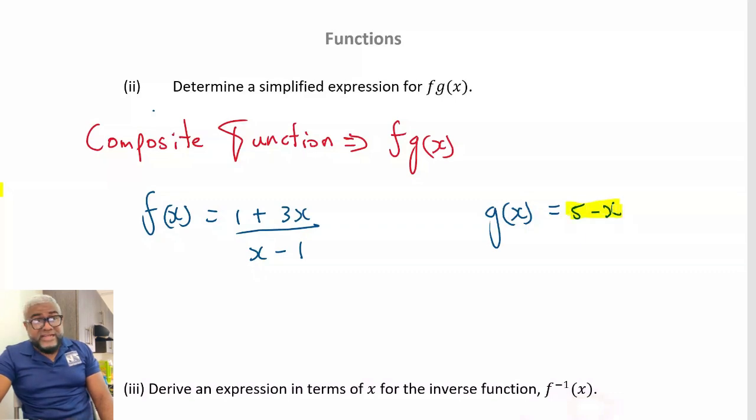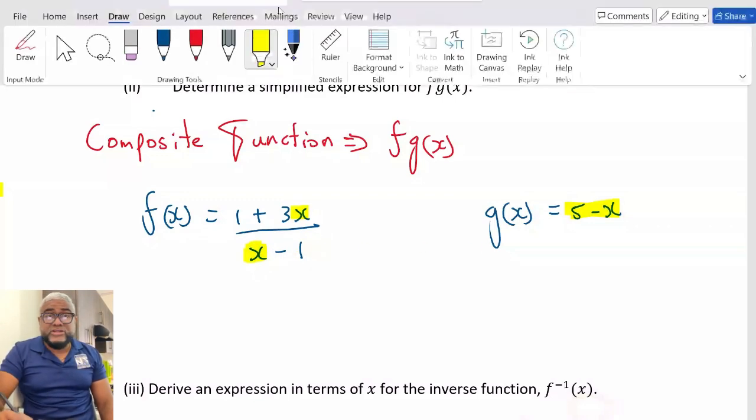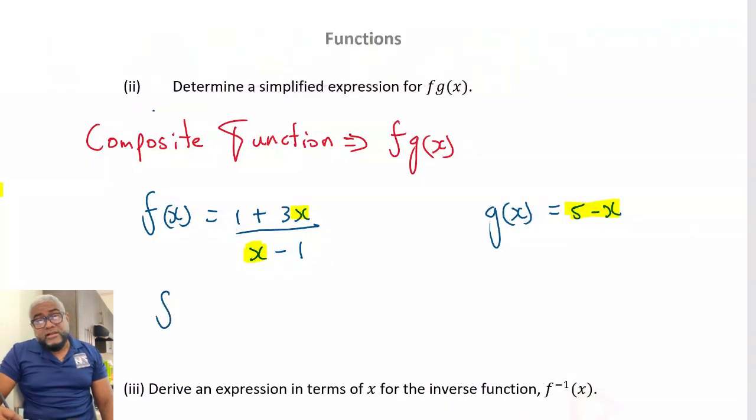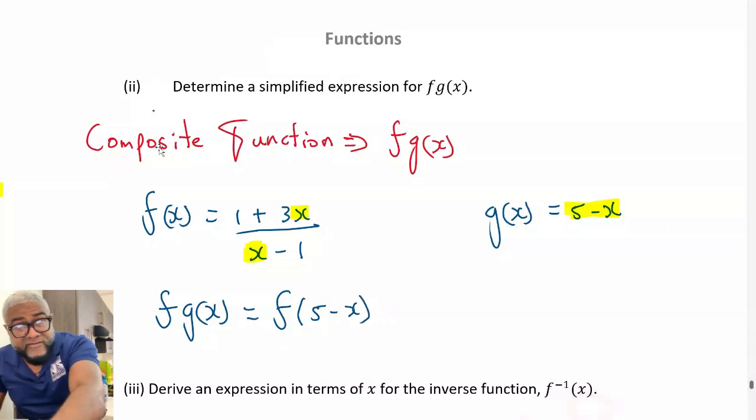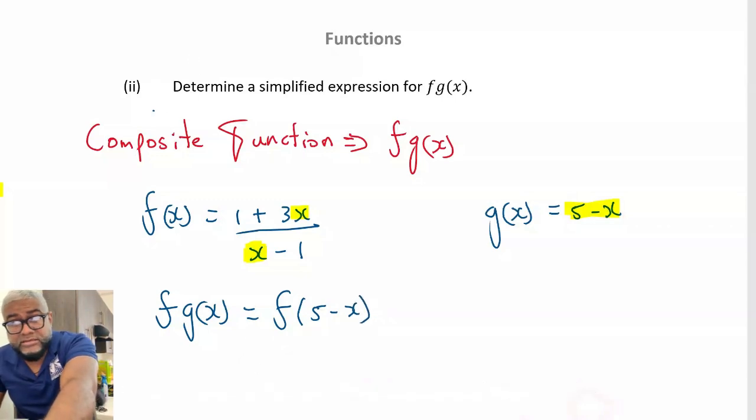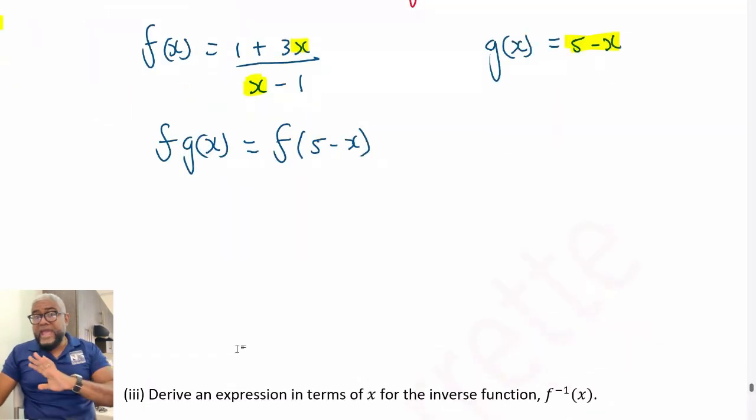Excellent. You see there's 5 minus x, which is g of x. Every single x in f, I'm replacing it with 5 minus x, right? So what am I going to write here? f of g of x is what I want to find, so I'm going to replace g of x with what g of x is. g of x is 5 minus x, right, Roshana? So wherever I see x in f of x, I'm replacing it with 5 minus x.